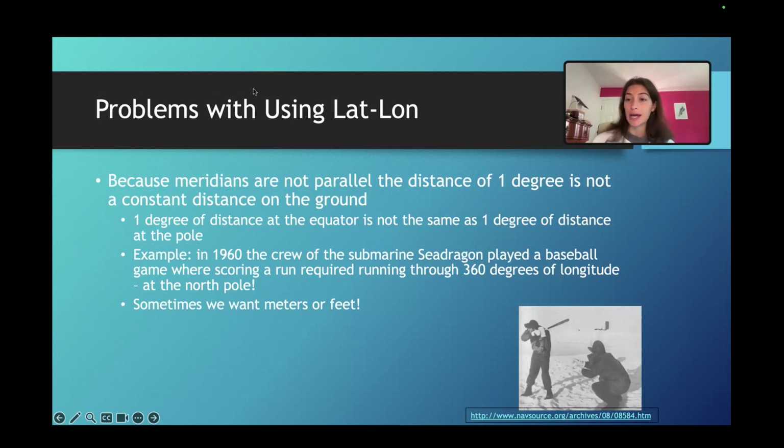So, problems with using latitude and longitude. Because meridians are not parallel, the distance of 1 degree is not constant. This brings us back to that game of baseball that happened at the North Pole. This was in 1960. It was a crew of the submarine Sea Dragon, and they had a game where scoring a run required a 360-degree longitude run. And that's at the North Pole, so that's not very long around. Again, if we were to try to do that around the equator, that might take an entire lifetime.